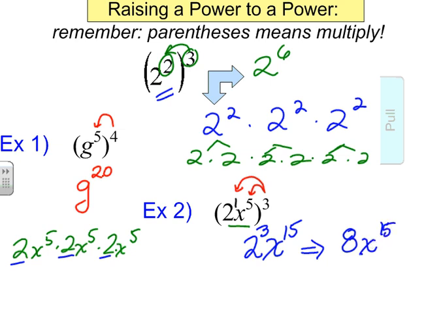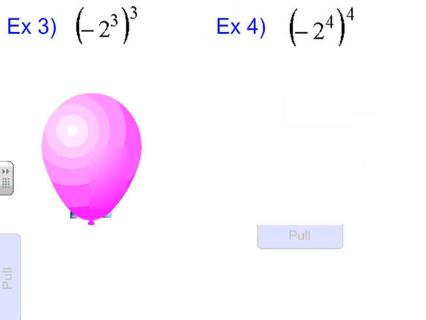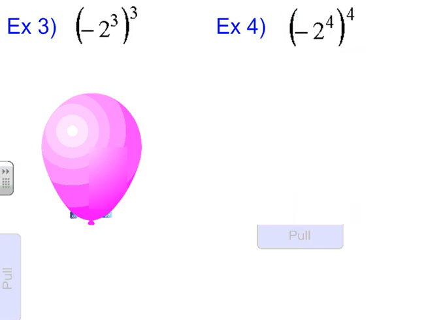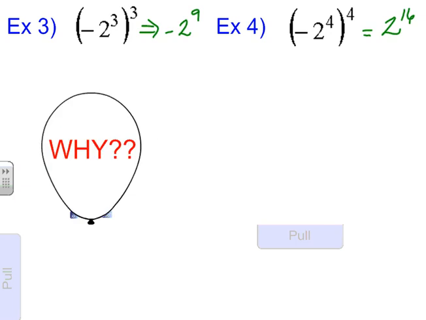Now, let's talk about what happens with negatives, and let's look at 2 problems side by side here. The first one, I have negative 2 to the 3rd, and the whole thing is raised to the 3rd power. And the second one, I have negative 2 to the 4th, all raised to the 4th power. So when I look at this first one, this will turn out to be negative 2 to the 9th power. When I look at the second one, this will be positive 2 to the 16th power. Why is that happening? Well, let's take a look again at what we talked about, distributing and multiplying. 3 times 3 is going to give us that 9.